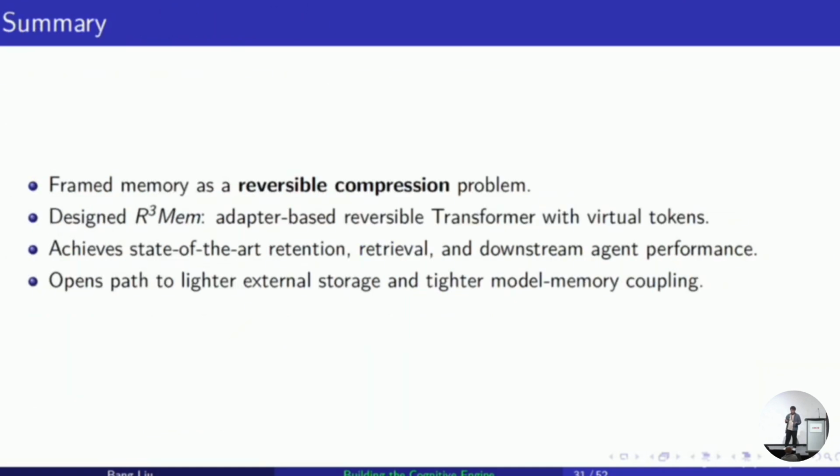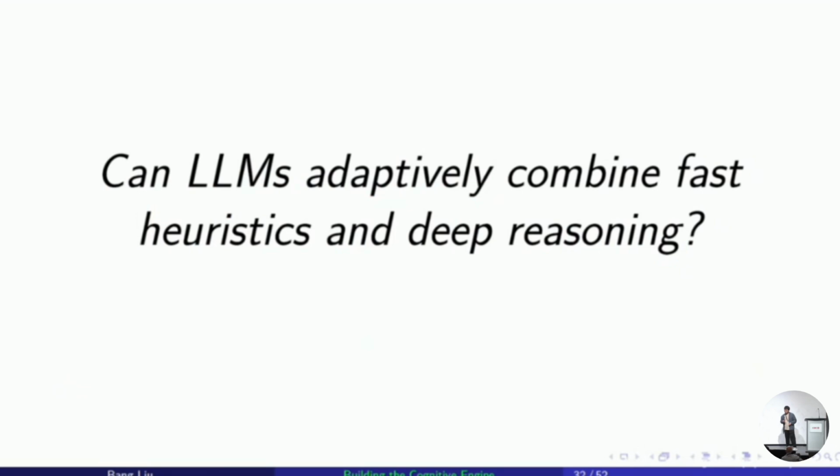So to summarize, we frame memory as a reversible compression problem in RCMM. And RCMM is an adapter-based reversible transformer with virtual tokens. And we achieved state-of-the-art performance in terms of memory retention and retrieval, as well as good performance by plugging it into a downstream agent framework. And you can see this is a general memory design. If you have your own agent framework, you can plug this memory into your own system, right? So this is about memory.